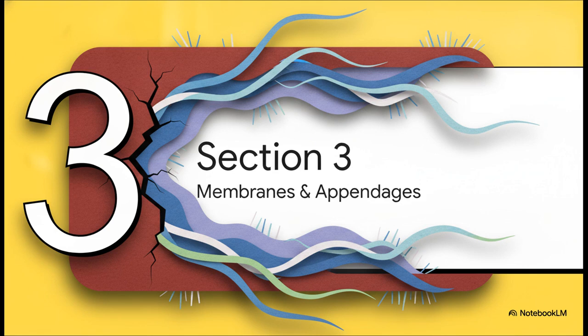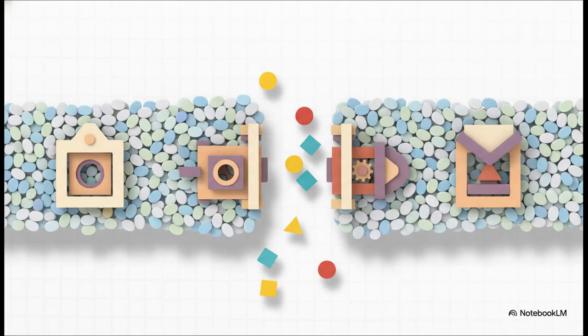Section 3. Membranes and surface appendages. Okay, having breached that rigid wall, sitting immediately beneath it is the plasma, or cytoplasmic membrane. It acts as a strict, semi-permeable boundary separating the wall from the internal cytoplasm. It's composed mostly of lipoproteins with just a few carbohydrates, and it's the main site for active transport and for synthesizing those cell wall precursors.